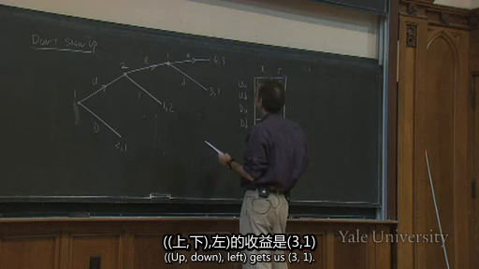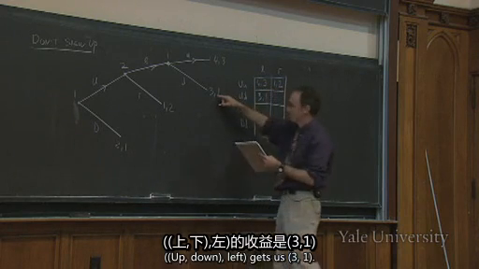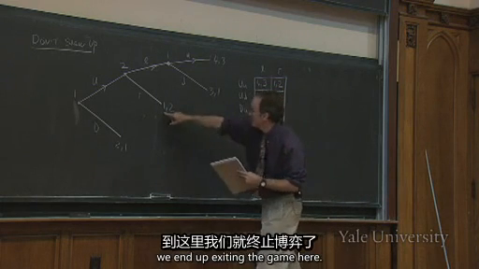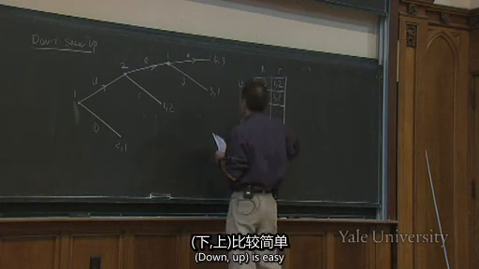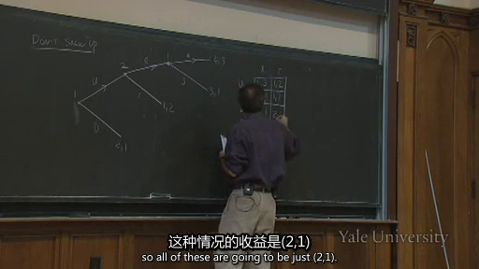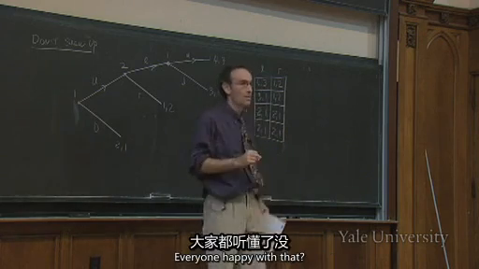Up, down, left gets us 3, 1. Up, up, right gets us 1, 2 again. We end up exiting the game here. Down, up is easy because it's just exiting the game at the first stage. So all of these are going to be just 2, 1. Okay, we're happy with that?